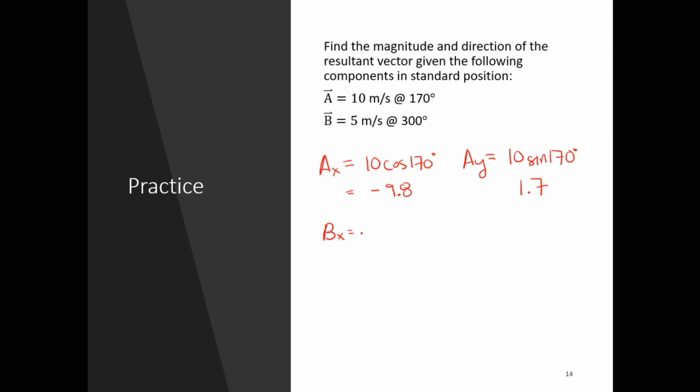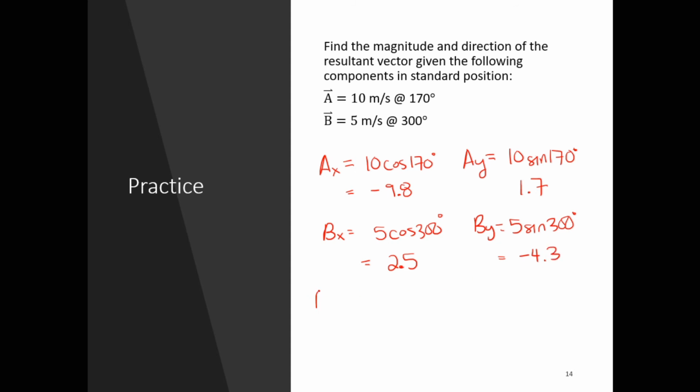Bx. It's 5 meters per second. It's velocity at 300 degrees. By, 5 meters per second sine 300 degrees. Okay, and here we go, and that should give me 2.5. Oops, and this one should give me negative 4.3.